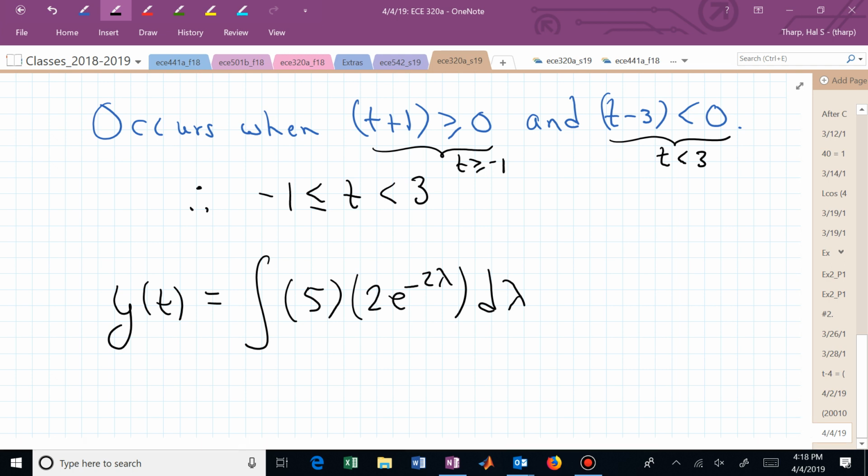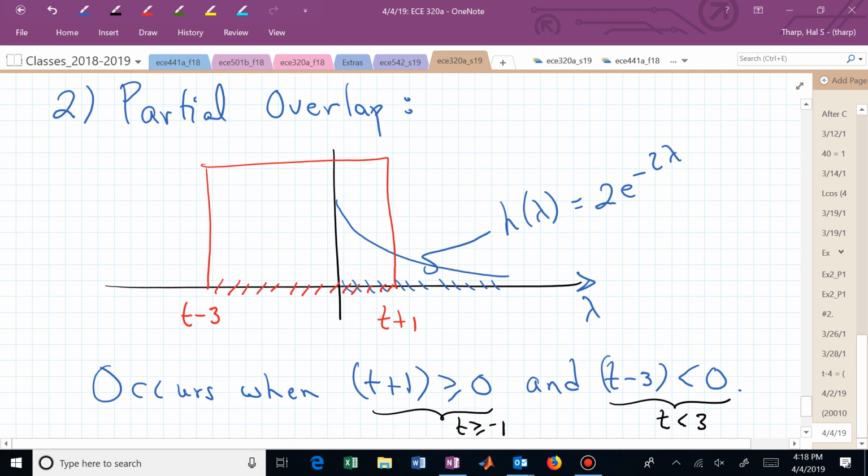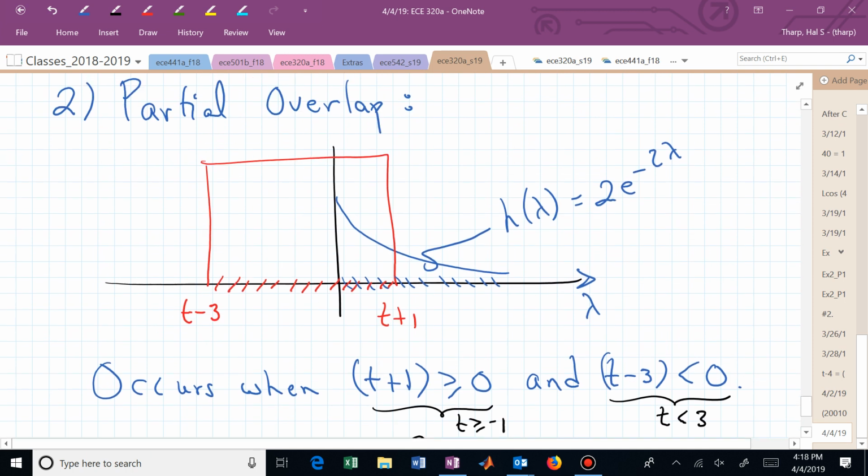Now let's figure out the limits of the integral. Well, that's going to be determined by all this cross-hatching. If you now wanted to find the area under the product, so we're multiplying h of lambda by x of t minus lambda, that is our integrand. What are my limits? Well, it's only going to be from 0, where it's cross-hatched, up to t plus 1. That's my upper limit. Those determine my limits of integration.